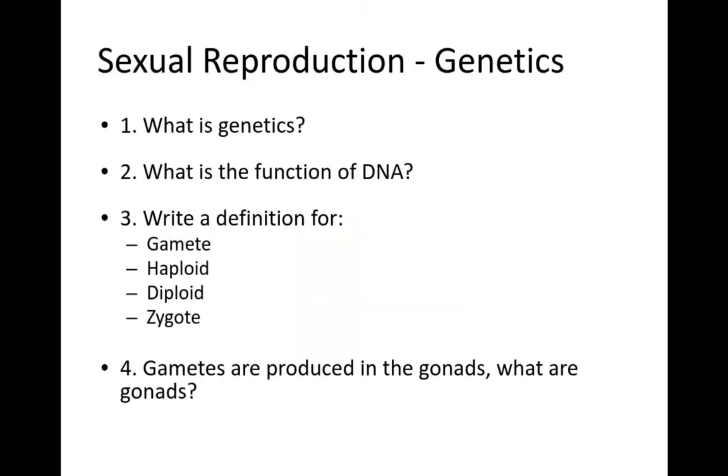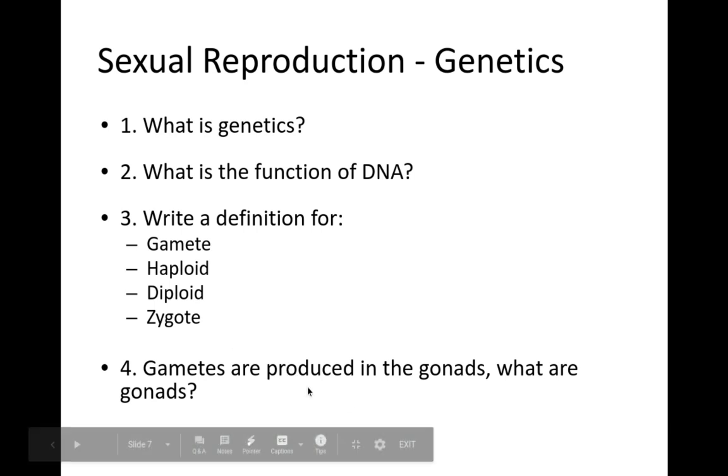So these are the questions that I'd like you to do today. So first, what is genetics? What is the function of DNA? You need to write four definitions, one for gamete, haploid, diploid, and zygote. Don't copy paste from the internet. Please look at this video. It's all here. Finally, gametes are produced in the gonads. What are gonads? So if you think gametes are sperm and eggs, where are the sperm and egg cells produced?